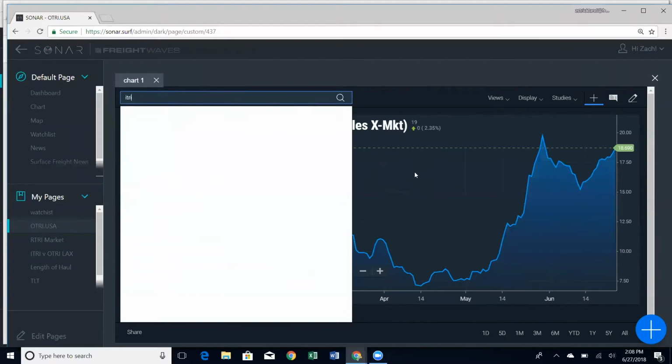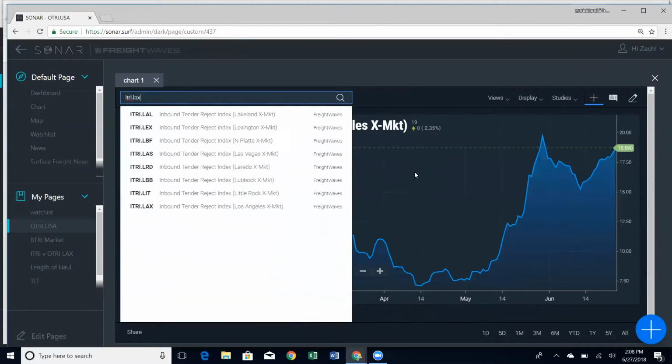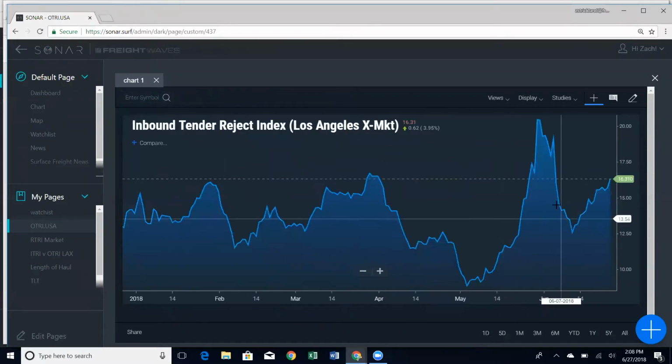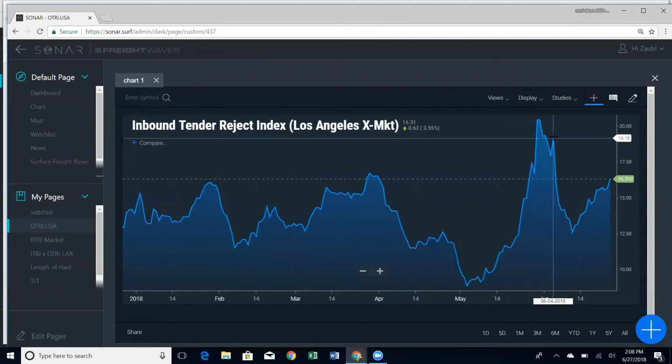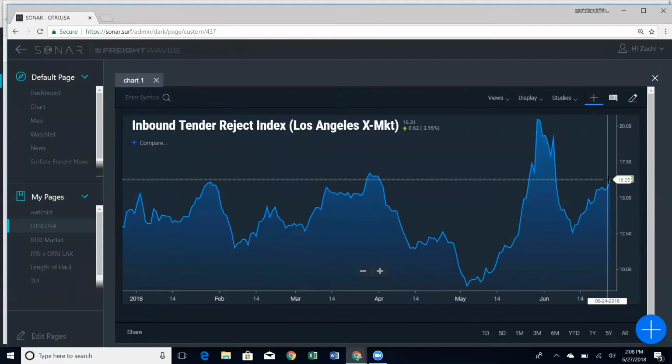So I'm going to go ahead and pull up the iTRI LAX. All right. So again, part of it is Memorial Day, but also it stayed pretty healthy throughout that first week of June before kind of recovering again. And now you see that it's kind of moving up. That's an indication that people may not have capacity to cover it, number one, but number two, maybe there's a reason that they're avoiding the market right now.